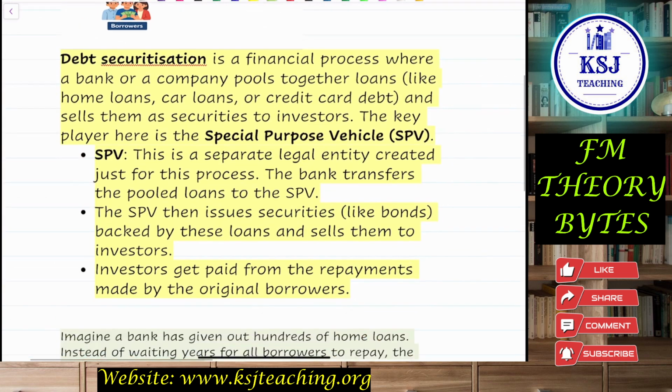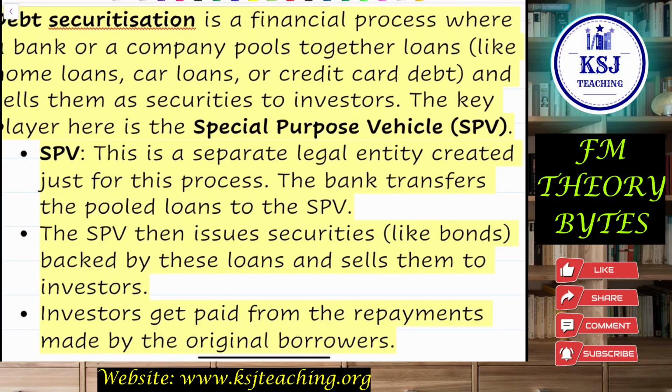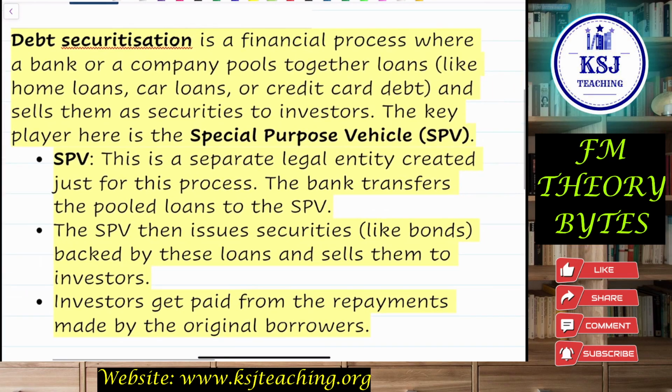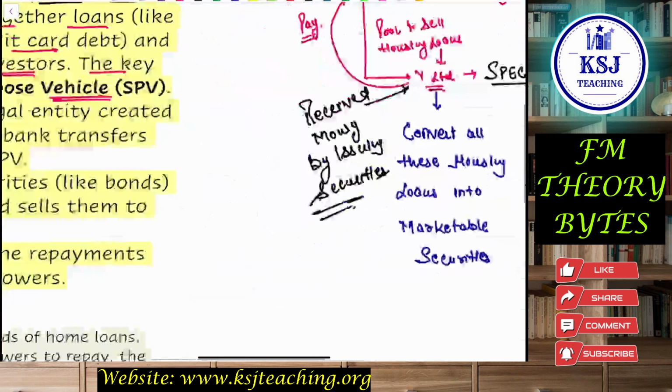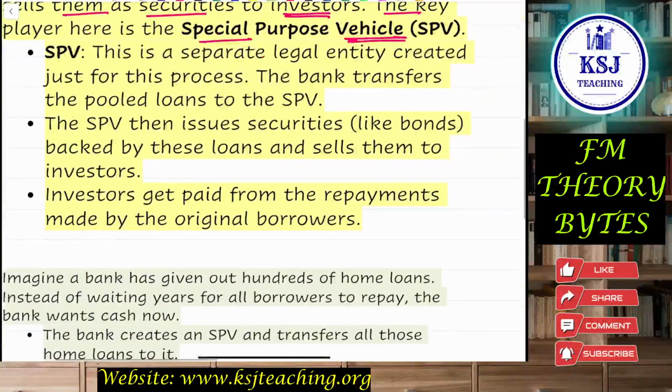So debt securitization is what? It's a financial process where a bank or a company pulls together the loans like the home loans, car loan or credit card debt and sell them as securities to the investors. The key player here is the special purpose vehicle, that is SPV. In our example, it is Y Limited. So SPV is a separate legal entity created just for this process.